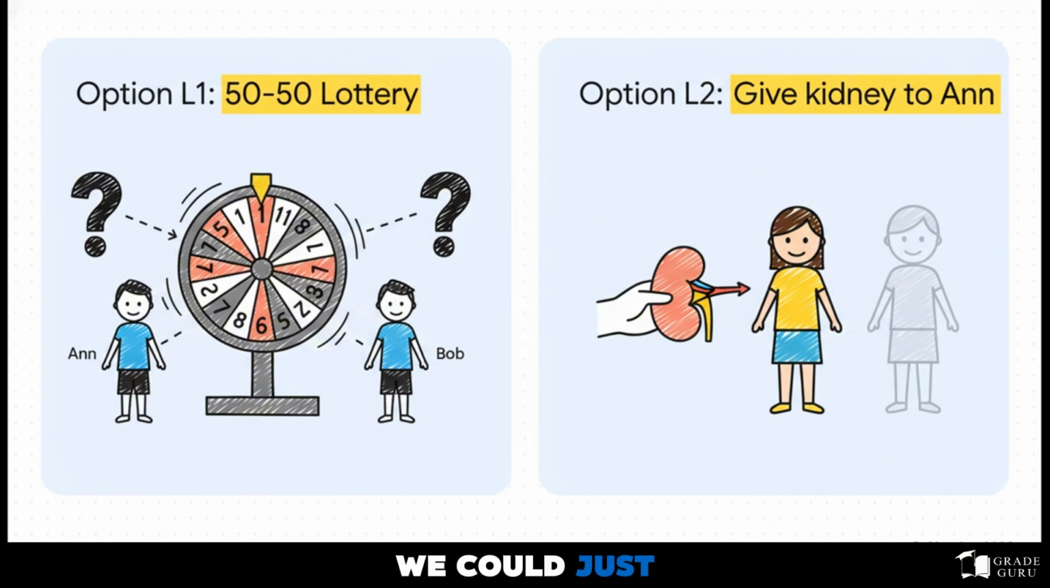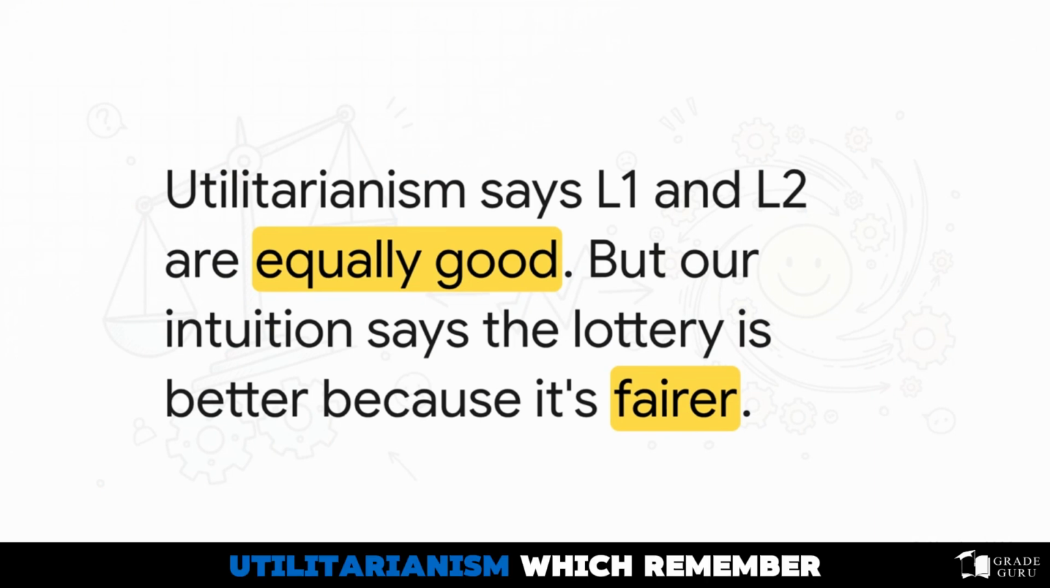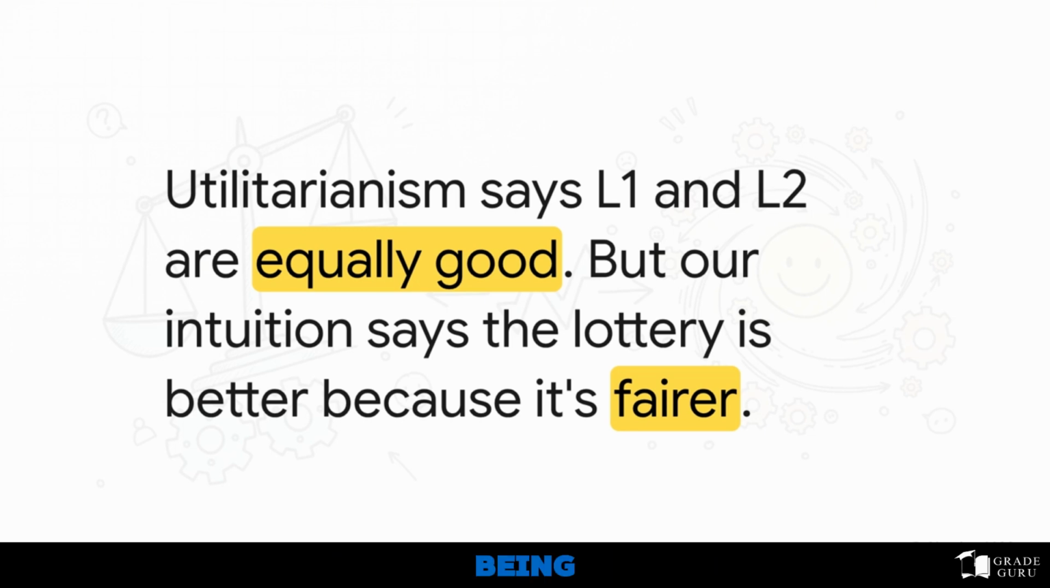Option 2, we could just give the kidney to Anne. Now, in both scenarios, one person lives and one person dies. So, is there really a moral difference here? And here is the big clash. Utilitarianism, which, remember, is all about maximizing total well-being, looks at these two options and says they're morally equal.